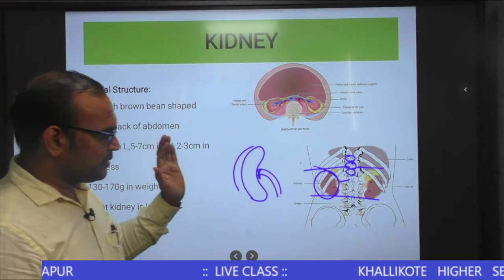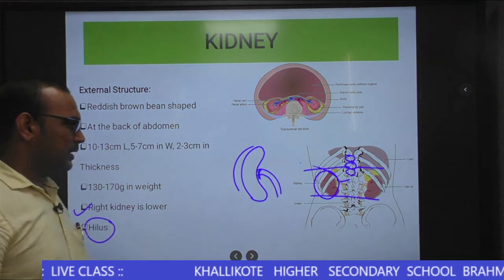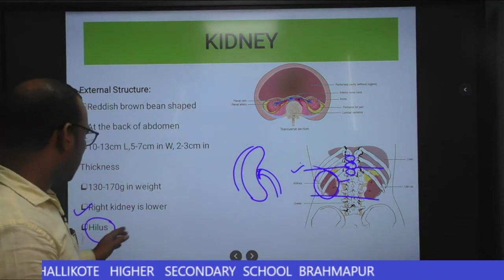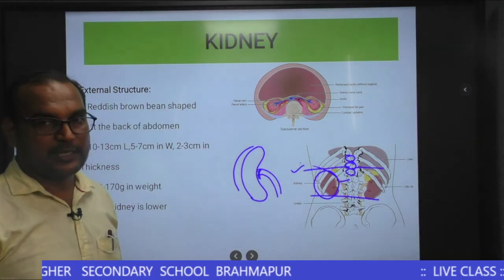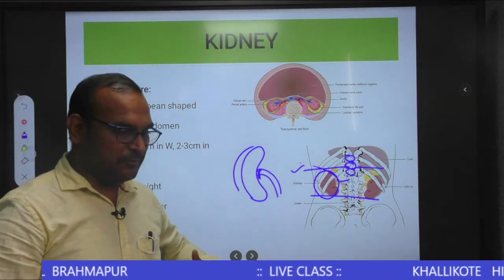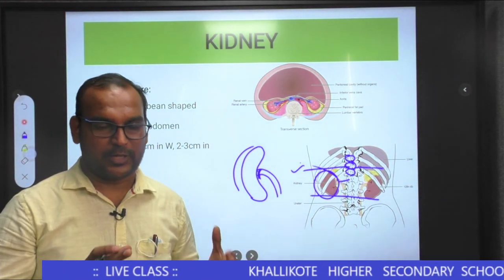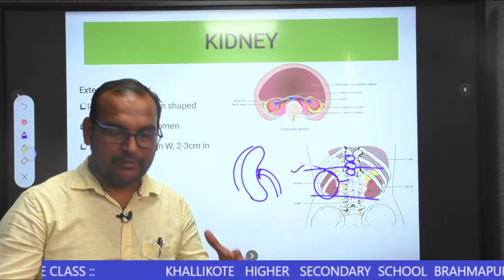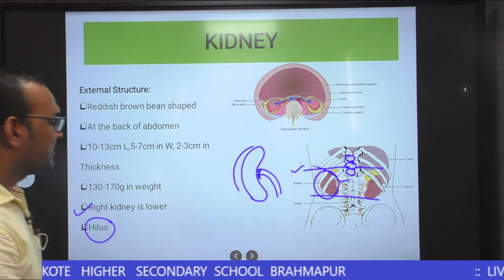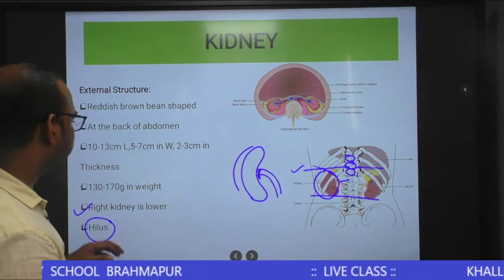It is also important to note that the right kidney is lower than the left kidney. Why? Because we have the liver on the right side, so to give more space to accommodate the liver, the right kidney is positioned a bit lower. So this is the external structure of the kidney.